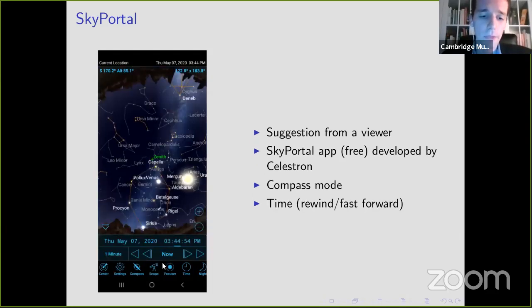It also has the possibility of rewinding and fast forwarding the sky. It may be the night sky or the one during the day, the sky in general. Here it's during the day because the sun is here. It was at 3:45 p.m.